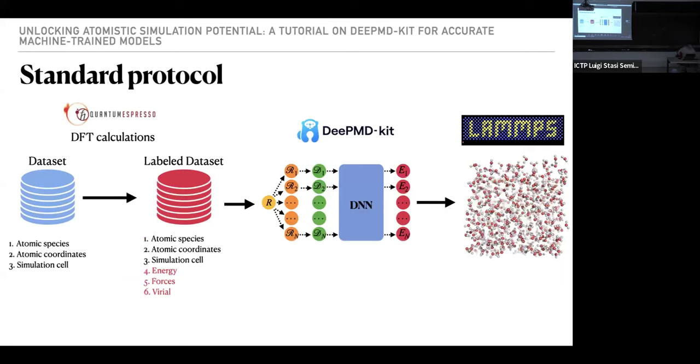So which is the standard protocol? You start from a data set that someone gave you. This data set is made of frames of systems, so you have the atomic species, the atomic coordinates, and the simulation box. Now you start the labeling of this data set. You choose your favorite DFT code, Quantum Espresso, and you compute the energy.